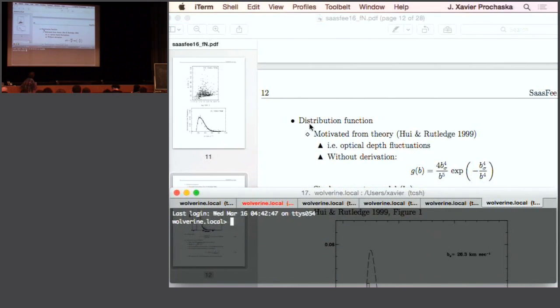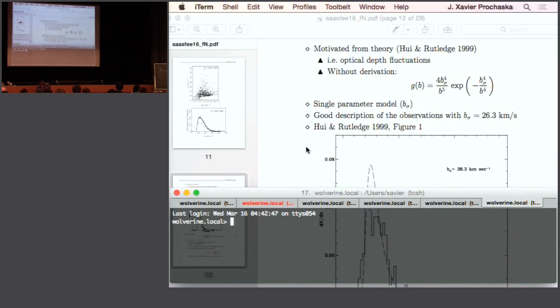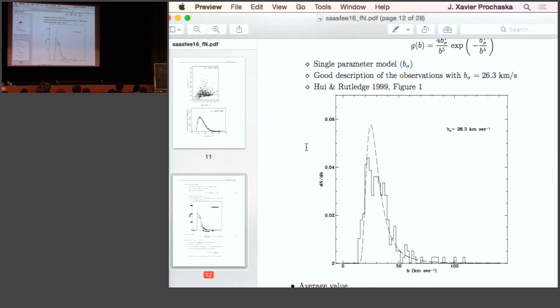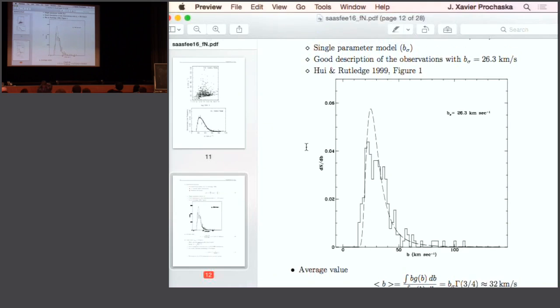But under the concept of an optical depth, fluctuating optical depth field, which I'll come to in a few minutes, the distribution function you would expect is something like this, e to the minus b over b to the fourth, all divided by b to the fifth. Pretty funny looking distribution, but indeed it is a good description of the observations. Here shown with a b sigma of the order of 26 kilometers per second.